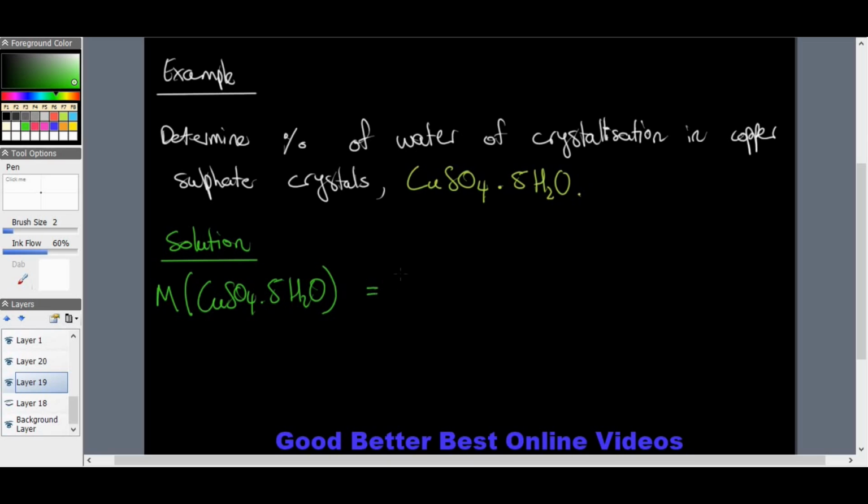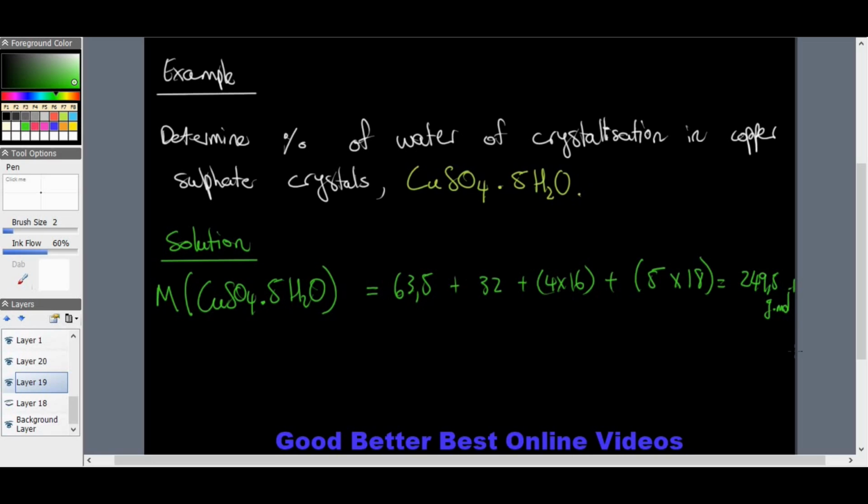Basically we know copper has a molar mass of 63.5, plus sulfur is 32, plus 4 times 16, which is 64. Now we add 5 times 18, because of the 5 here, and that's 2 for hydrogen and 16 for oxygen, which is 18. We're not worried about this dot. It's not maths, so it's not a multiplication sign. We find that the molar mass of this entire compound is 249.5 grams per mole.